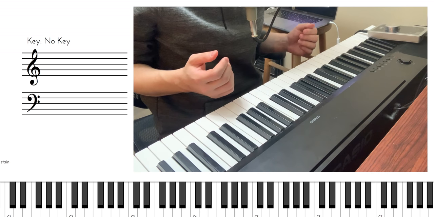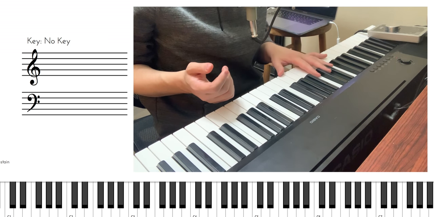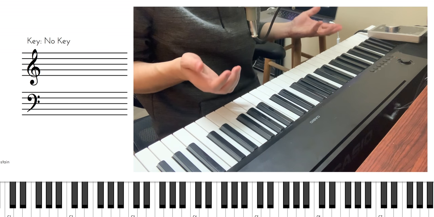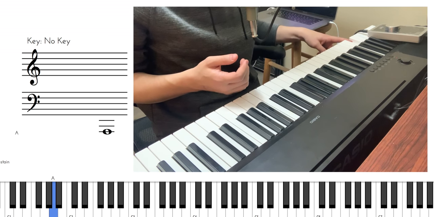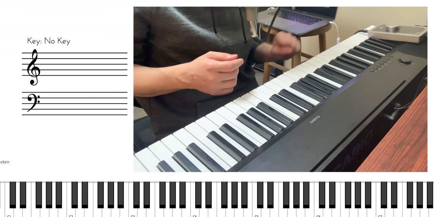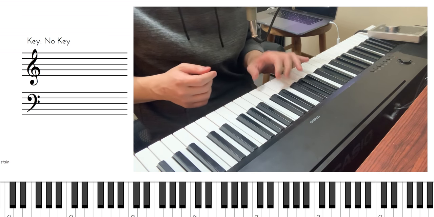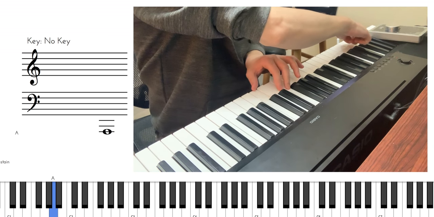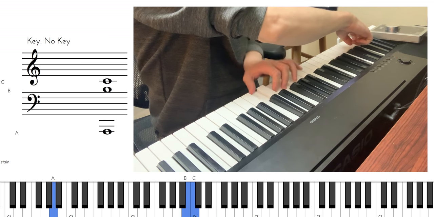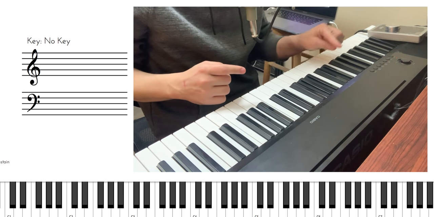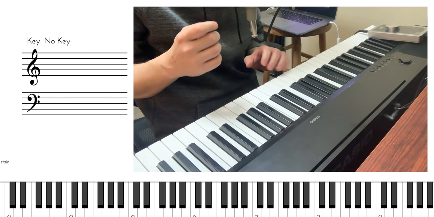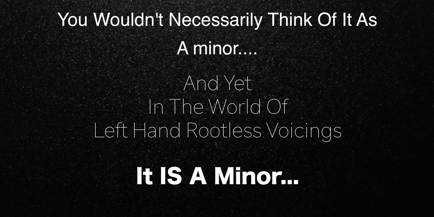Let's try another example. Let's say A minor, right? If you ask most people what's A minor 9, they'll give you this. Right? And they wouldn't be wrong, except we have a bass player playing the root. And what am I going to play in my left hand? I'm going to play a rootless voicing, something like this. Sounds weird, but if the bass player is playing with it, then it sounds like this. See, all of a sudden it sounds nice. And why not? It's the 9th, it's the 3rd, and the 5th. It's a nice and dense voicing. But you wouldn't necessarily think of it as A minor. And yet, in the world of left-hand rootless voicings, it is A minor.